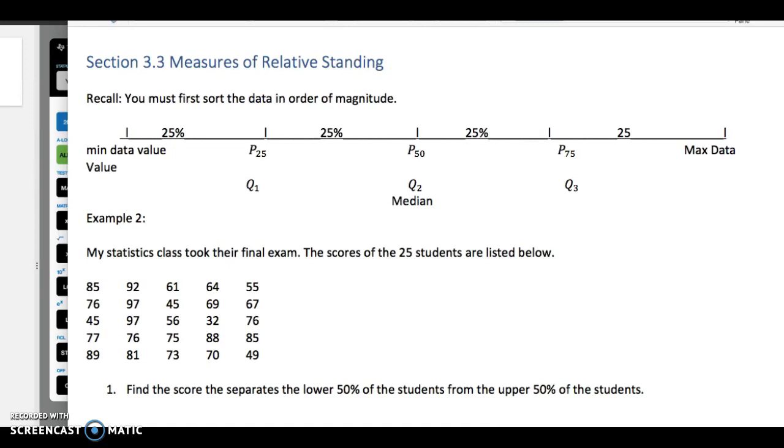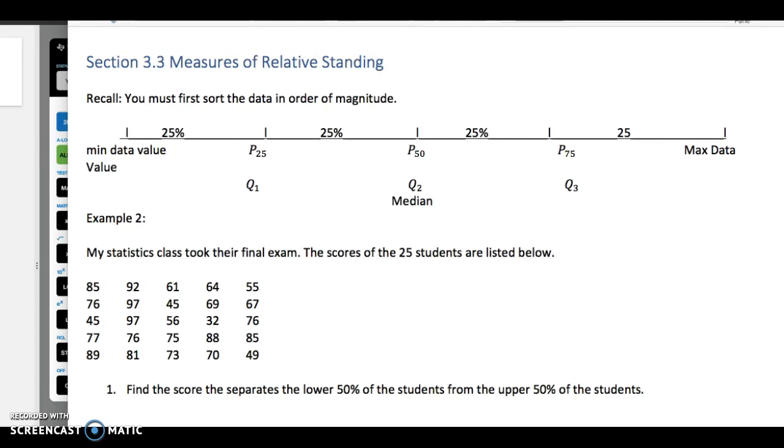The other example of measures of relative standing are quartiles. Quartiles are measures of location as well, denoted Q sub 1, Q sub 2, and Q sub 3, which divide a data set into 4 groups with about 25% of the values in each group.